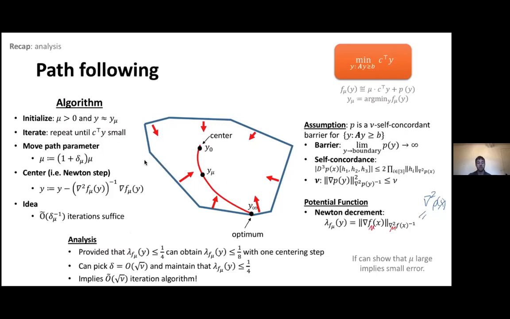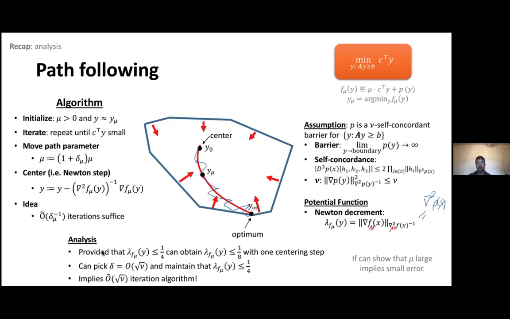So the way we said we could then analyze these path following methods, we assume the Newton decrement is not too large. This was enough that one centering step would decrease it. And then we argued that if we pick delta to be on the order of square root of the self-concordance, then when we increase the path parameter, when nu is small, it will only increase by a constant. So what this says we can do is we can maintain the invariant that the Newton decrement is always at most, say, a quarter, by simply centering so it's at most an eighth, increasing delta so it becomes at most a quarter, centering so it becomes an eighth, and repeating. And this gives a method where we can follow the central path, never straying too far from it in the Hessian norm.